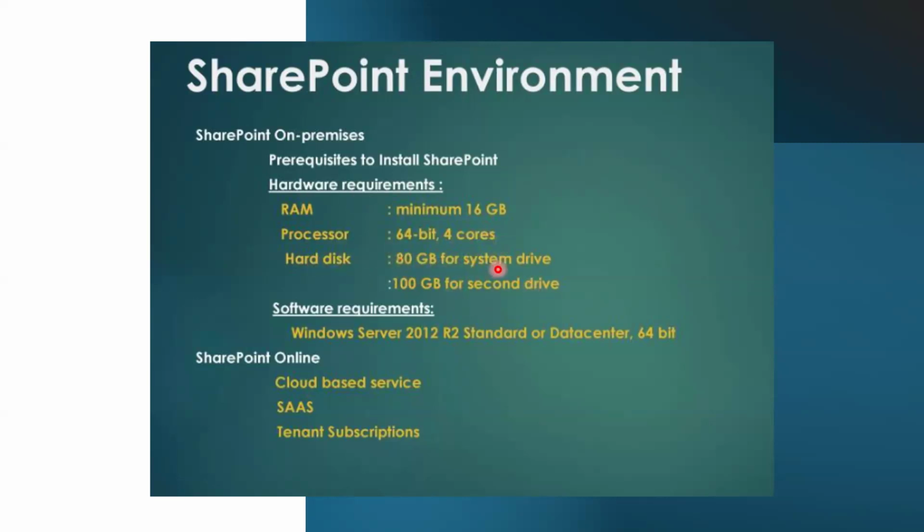One is C drive, 80 GB for the OS, and a secondary drive, 100 GB, for the SharePoint installation. And the software requirement is that Windows Server OS is required. This is the latest, right? Or the latest server OS. It's a Windows Server. I think 2016 is also there, but the last supported version for SharePoint is Windows Server 2012 R2 Standard or Datacenter, and it should be the 64-bit version.